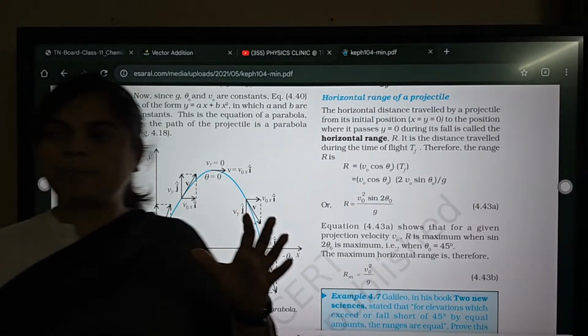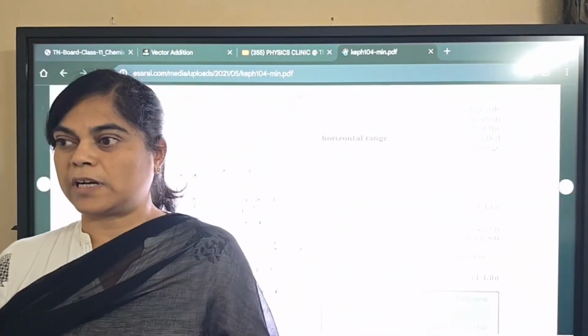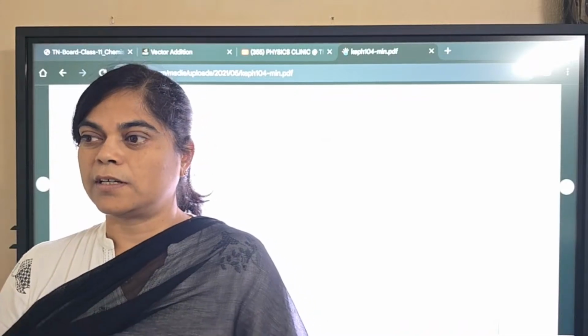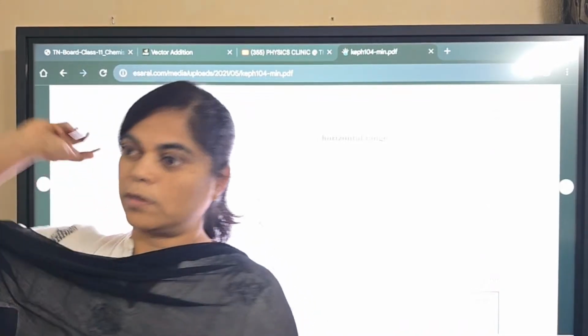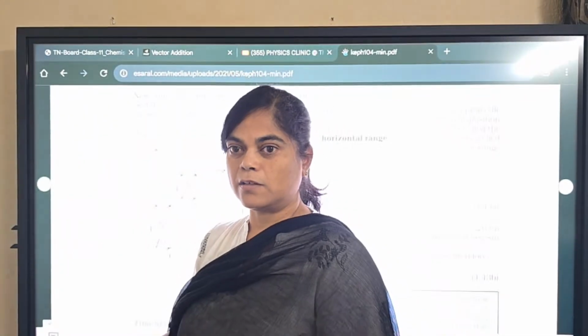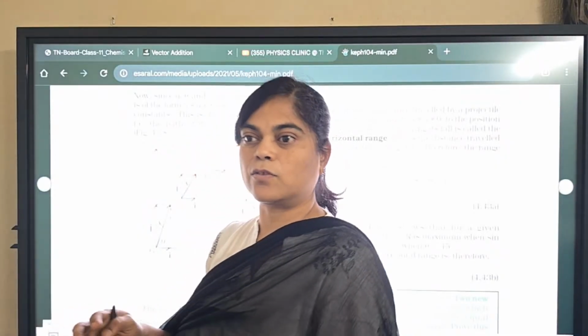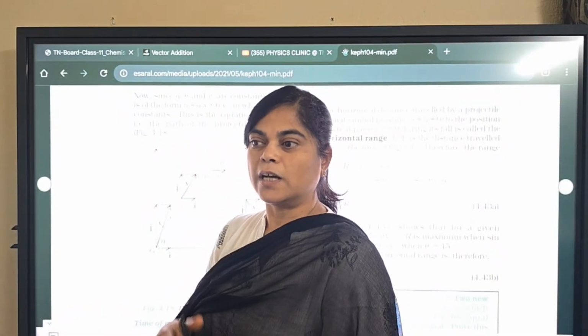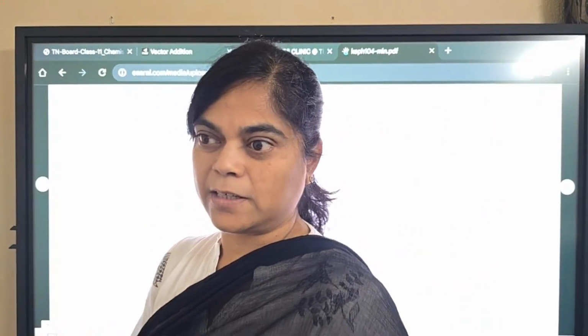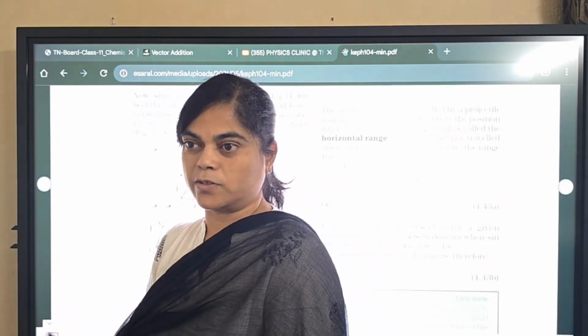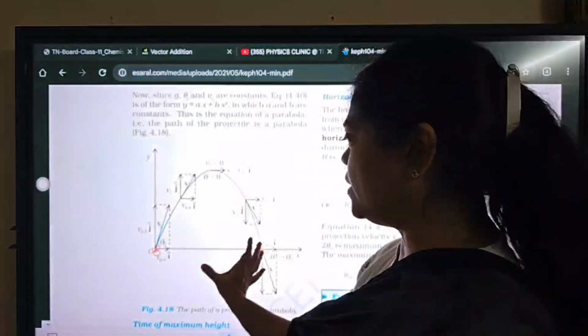In sports like javelin and discus, the athlete throws the disc to a larger distance, so the maximum range. The gunshot also takes place like that. It should reach the maximum distance. So what is the maximum range here?